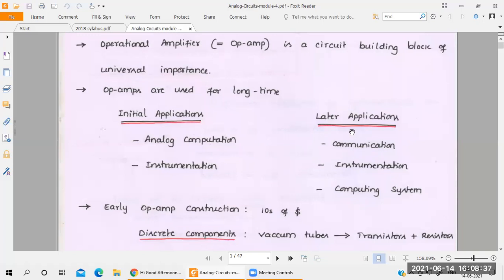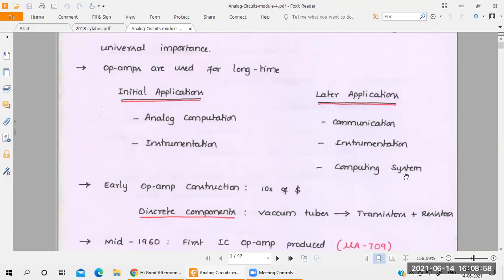Sharing of information from one location to another location. In order to send and receive the signal here, we can use the op-amp. Communication is what here? To send the signal or receive the signals, for that purpose you have to use the op-amp. Next, instrumentation and computing systems, where we can go for the higher order circuits.